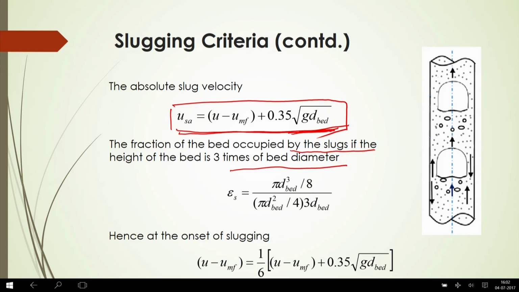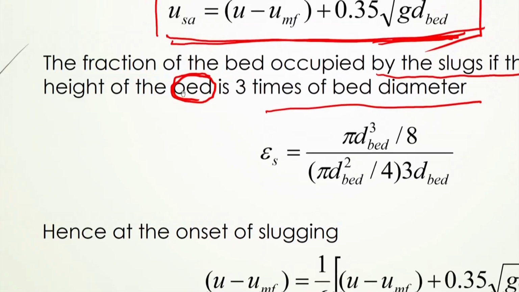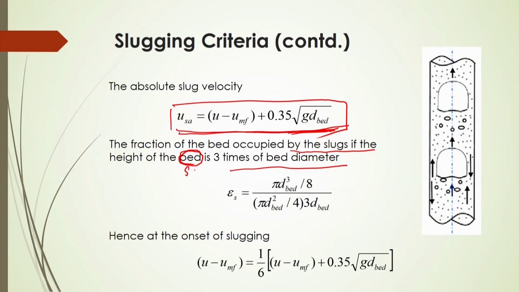Now, very important: if the height of the slug, this will be slug, not bed, is 3 times the bed diameter, then the fraction of the bed occupied by the slug will be equal to pi d_B cubed by 8, divided by pi d_B squared by 4, that is the cross-section of the bed, into 3 into d_B.